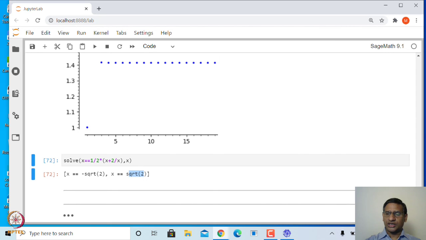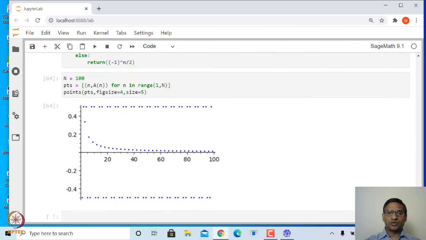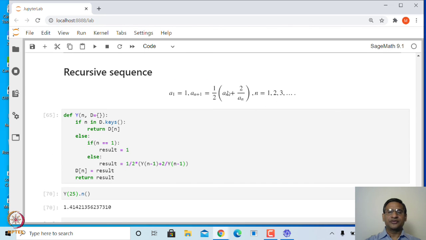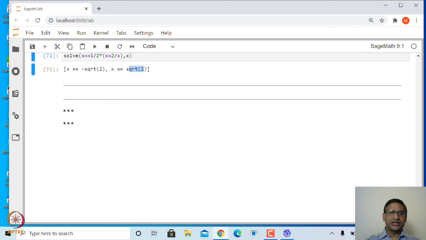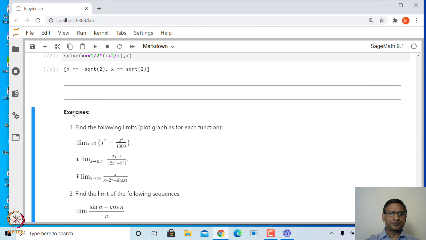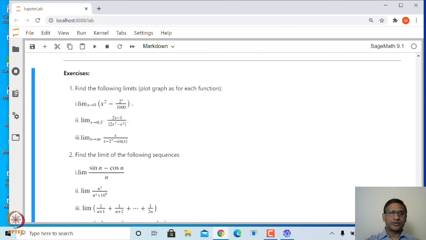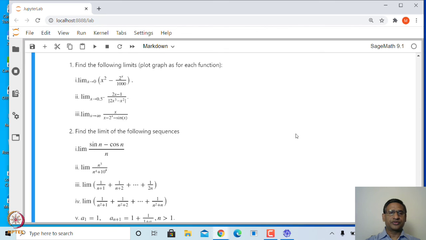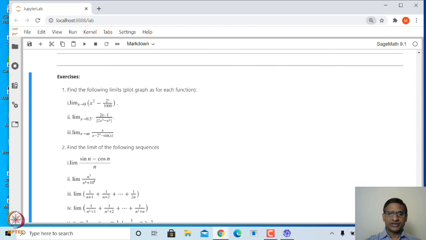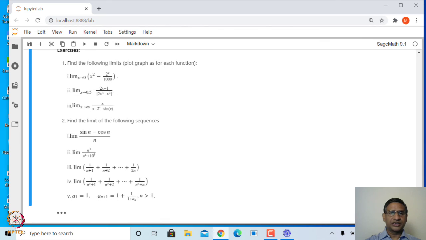So, here again you see that this is a sequence of rational numbers which converges to an irrational number, namely square root 2. Okay. So, let me leave you with some exercises. You should try to find the limit of some of these functions, and also the limit of some of these sequences. They are quite easy. Let me make it slightly small, so that you can see the entire screen if you want to capture.